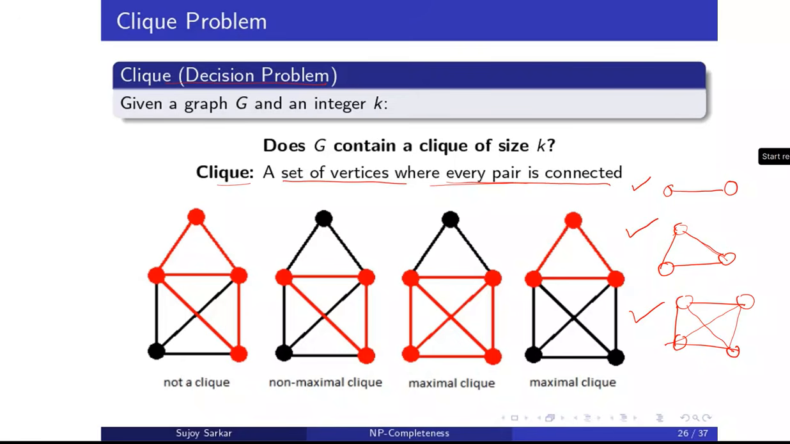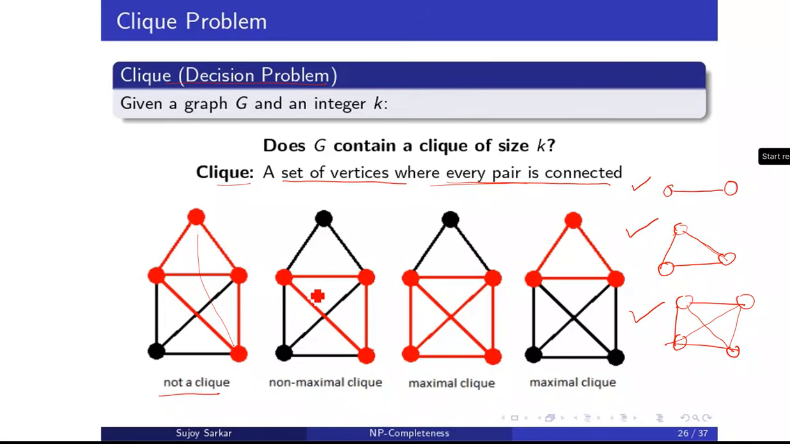So in a graph, we can find cliques. Like for this graph, we can take different subsets. If I take these 4 vertices, is this a clique? It is not a clique because this edge is not present. If I take these 3 vertices, is it a clique? Yes, it is a clique because every pair of vertices is connected.